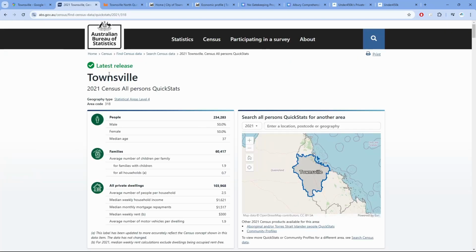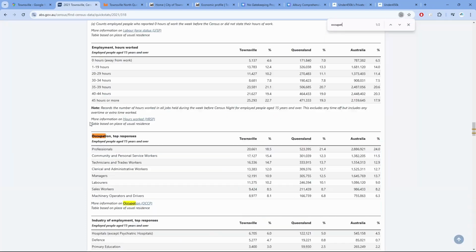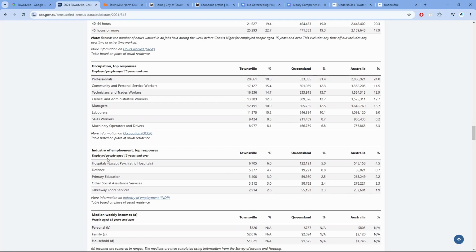You may also be wondering where else I can see this economic diversity. You can also go onto the Australian Bureau of Statistics website, where it breaks down its occupation and economic diversity. All you have to do is press Control F and search occupation, and you can see the types of occupations that are currently there. Professionals, 18%. Community and personal service workers, 15%. Laborers, 10%. Machine operators, 8%. If you scroll down a tiny bit further, you can see the industry of employment, which is hospitals, defense, primary education, etc. So that's another simple way that you can look at it.